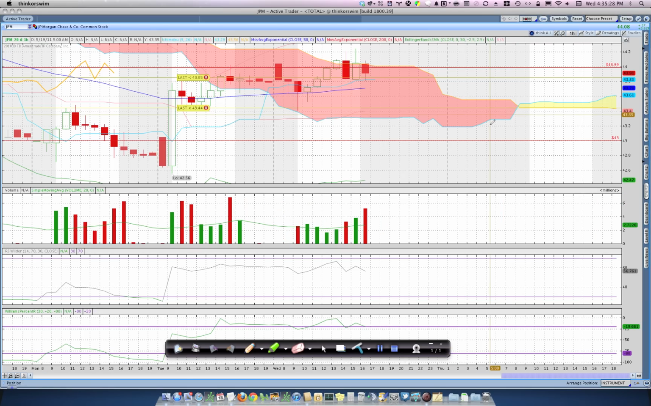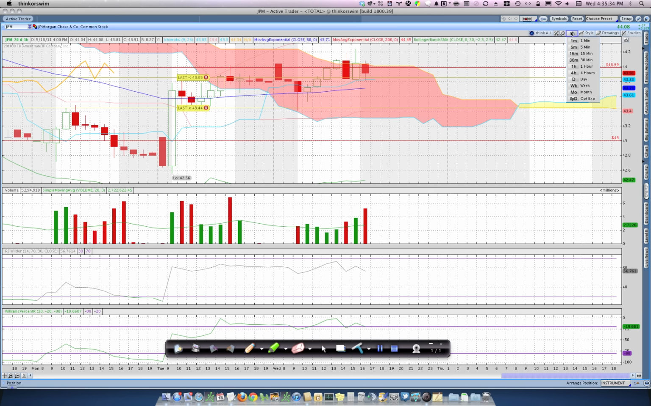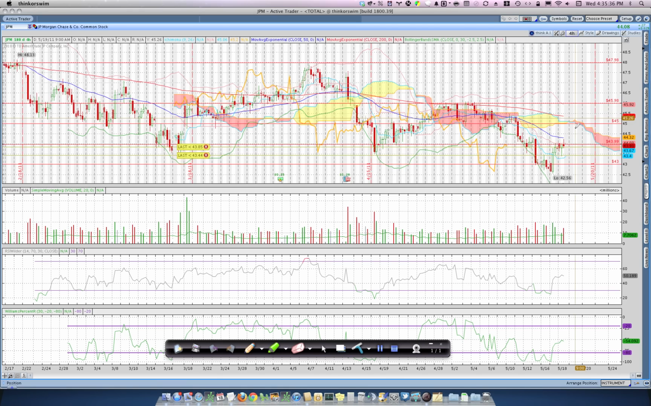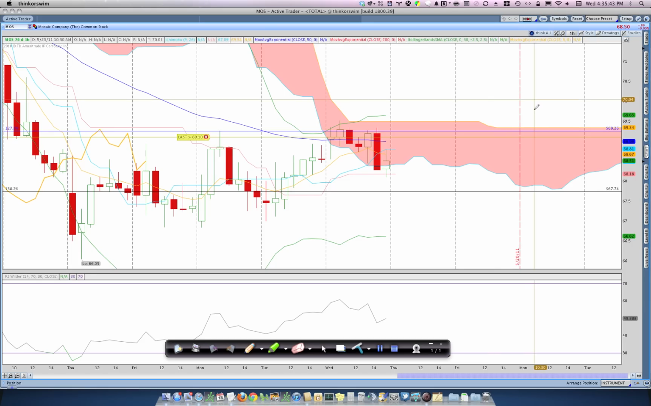We're getting near the end. JP Morgan is a slow mover. It was moving through the 1-hour cloud today. On the 4-hour cloud, not much activity there. Let's just move on to the next stock.